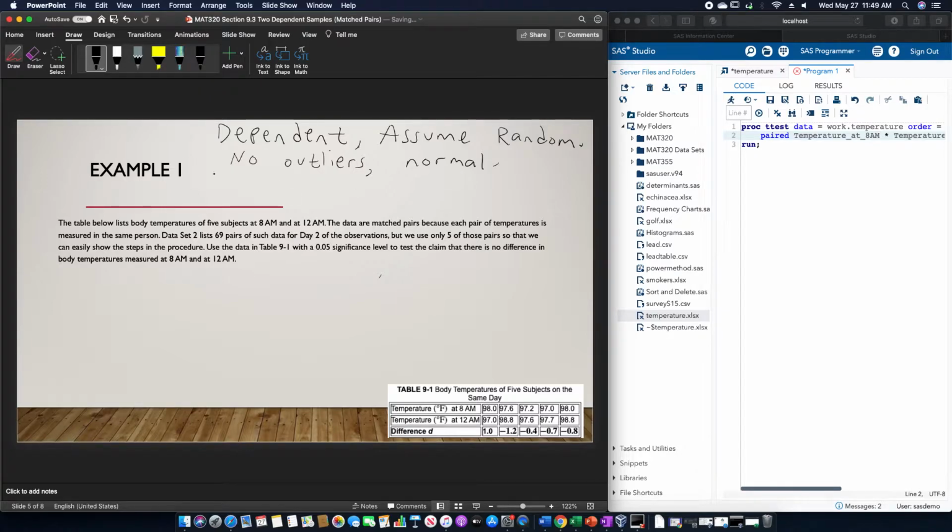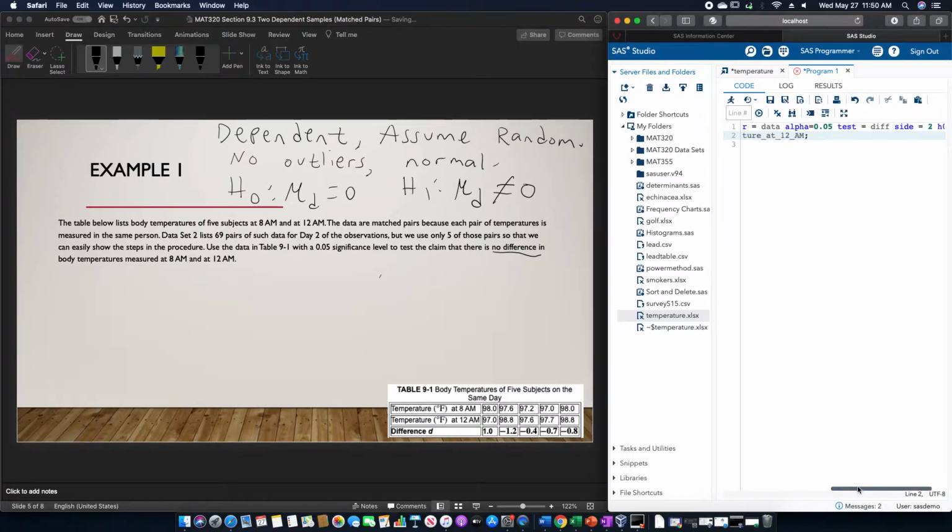But the actual hypothesis test that we're looking up for this is that the population mean of those differences is supposed to be equal to 0, and the alternative that we want for this is that there is a difference in body temperatures measured at 8 a.m. and 12 a.m. So because of this, we know that the null hypothesis is that there's no difference, that the mean is 0. The alternative would be that there is a difference, so this would be not equal to 0. Which is why we're using a two-tailed test in SAS.